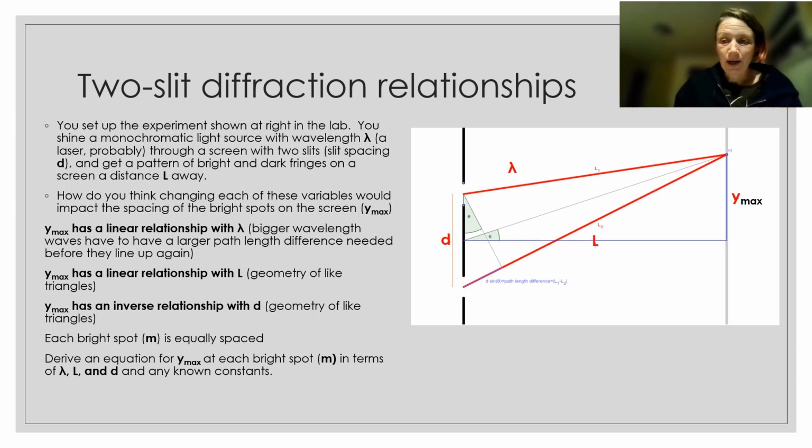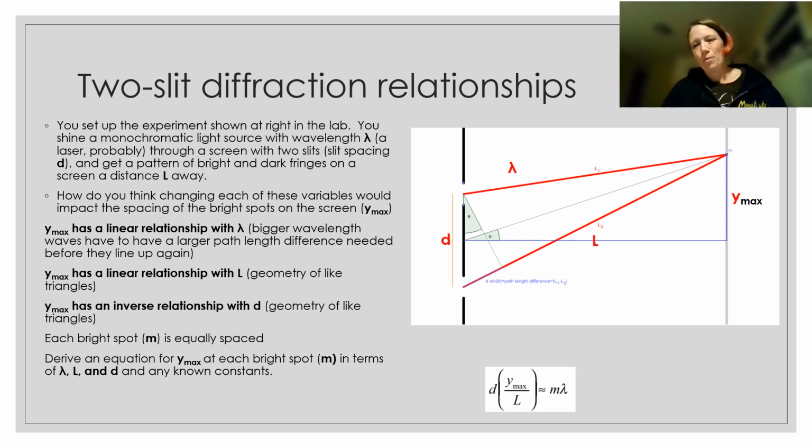So if it were me making this equation, it would look something like Y max equals M times lambda times L divided by D. If only it were that straightforward. College Board has, for some reason, put it all together in a very weird format to me that looks like this: B times Y max over L equals M over lambda.